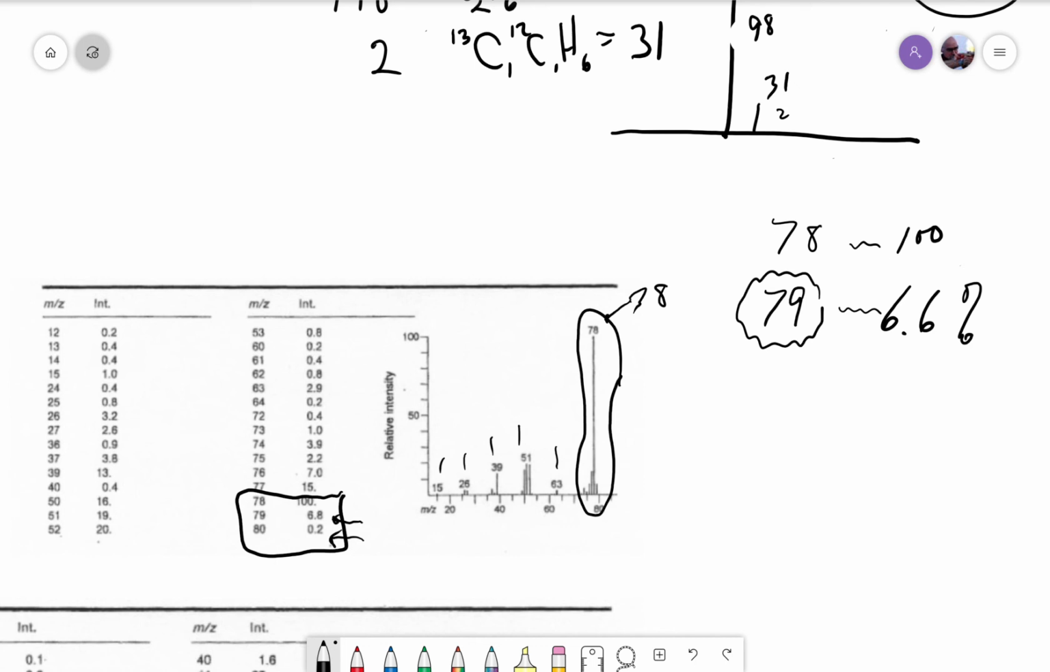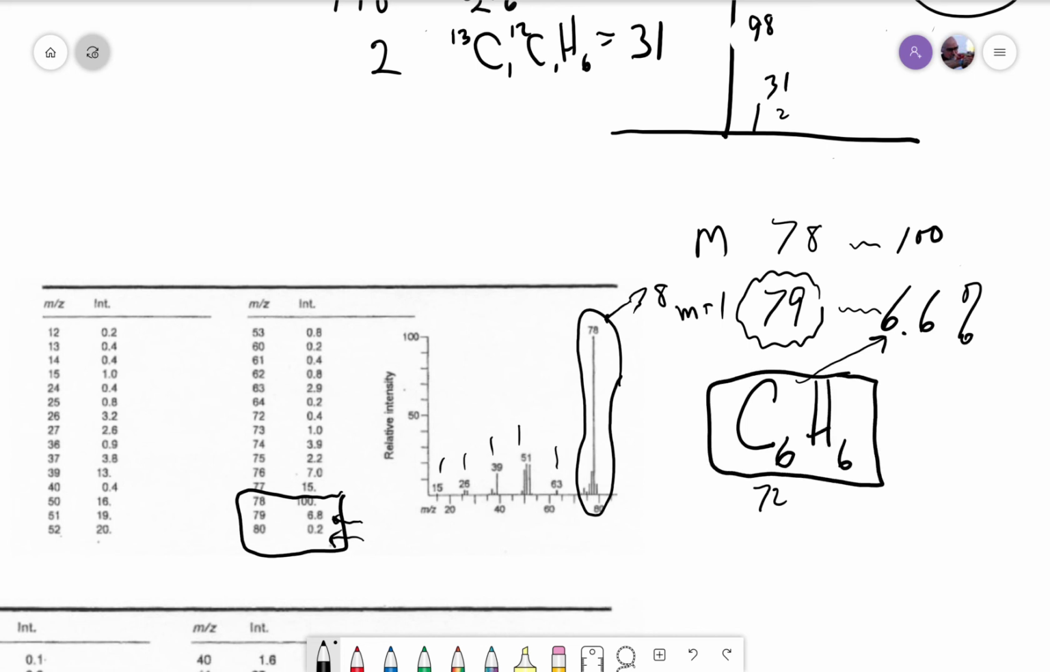It's not going to take much to conclude that the only way to create a C13 peak at M plus 1 due to the isotopes of carbon is if there's 6 carbons in this molecule. 6 carbons in this molecule would add up to 72 AMUs. Logically, this molecule can only have the empirical formula of C6H6.